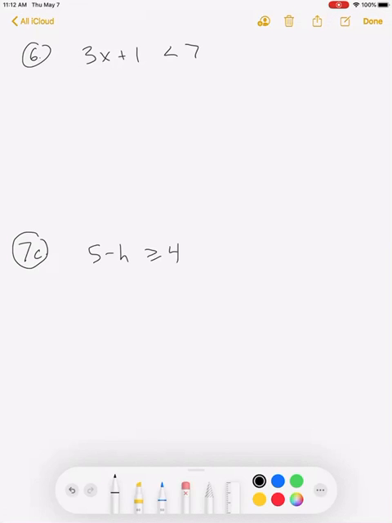So number 6, following our equation strategy, subtract 1 from both sides, and now you have 3x is less than 6. Divide both sides by 3. And you have x is less than 2. So what we're saying is any number that's less than 2 will make that original inequality true.